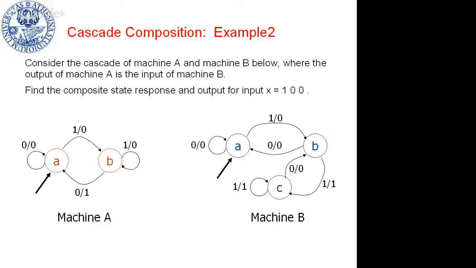With the 1, from BB, you stay in B, you produce 0. With the 0, you go back to A, and you produce a 0. So now you go to BA. Like this. I have AC. AC, if you have a 0, you stay in A, 0. C with a 0, you go in B and B produces 0. So you go in A, B, and the output is 0. If you have a 1 from AC, you go to B, B, and the output is 0.